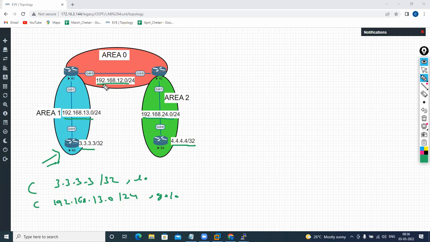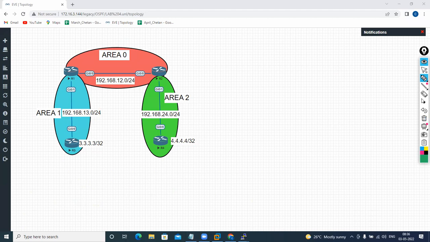These type of routes, we call them inter-area routes, OIA, because these networks are coming from a different area. How many OIA routes? On R3, we have 3 inter-area routes: 12.0, 24.0, and 4.4.4.4. These type of routes, we call inter-area routes. Clear? Now, go and check.